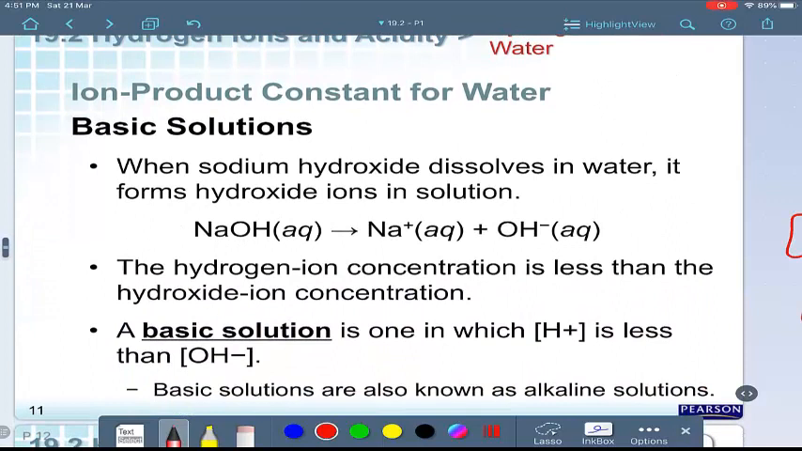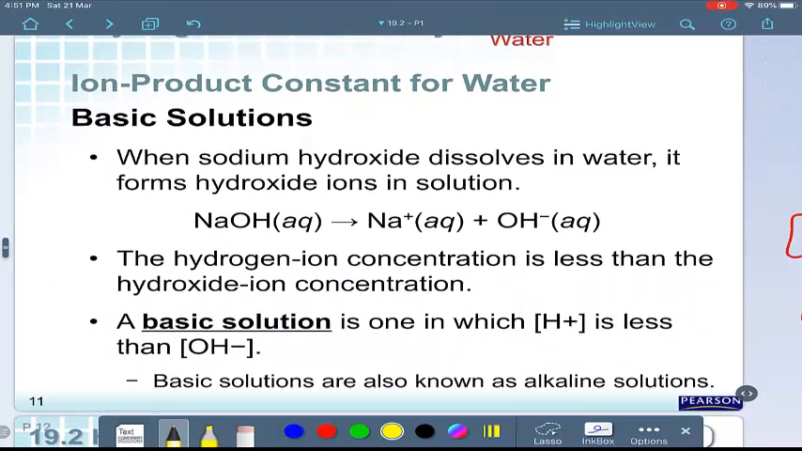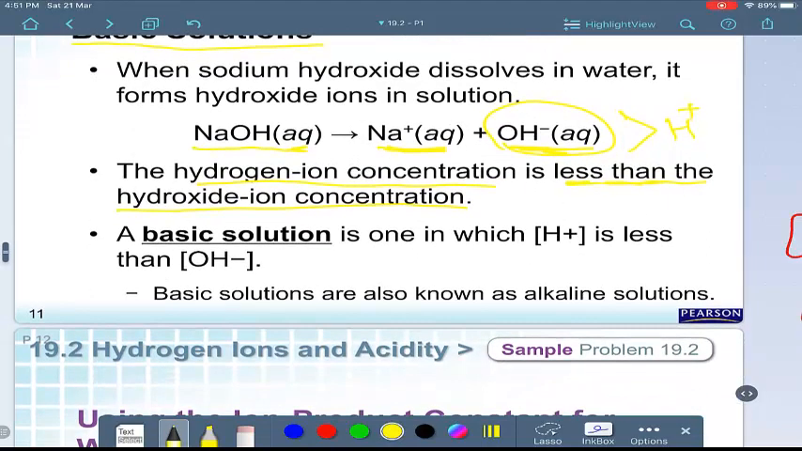What about a basic solution? When sodium hydroxide dissolves in water, NaOH aqueous, it produces sodium ion aqueous solution and the hydroxide ion aqueous solution. Hydrogen here, not a lot, but hydroxide appears here. So the concentration of hydroxide is more than hydrogen. Or we can say the hydrogen ion concentration is less than the hydroxide ion concentration. This is the meaning of basic solution.